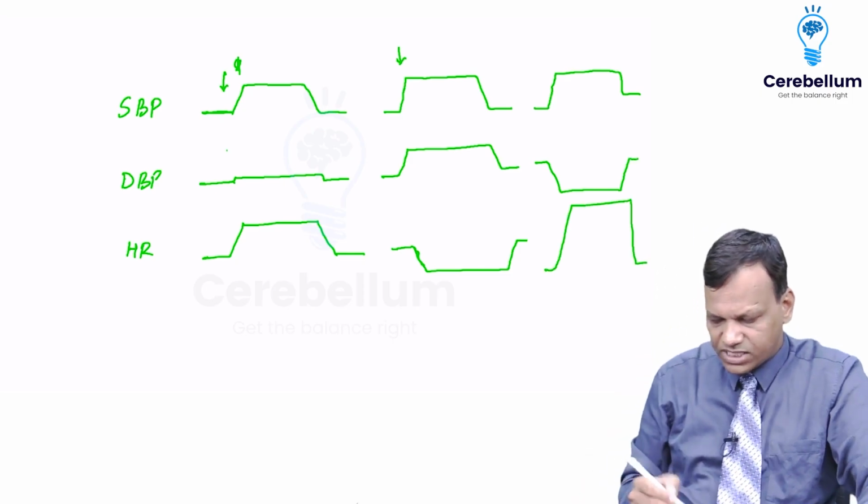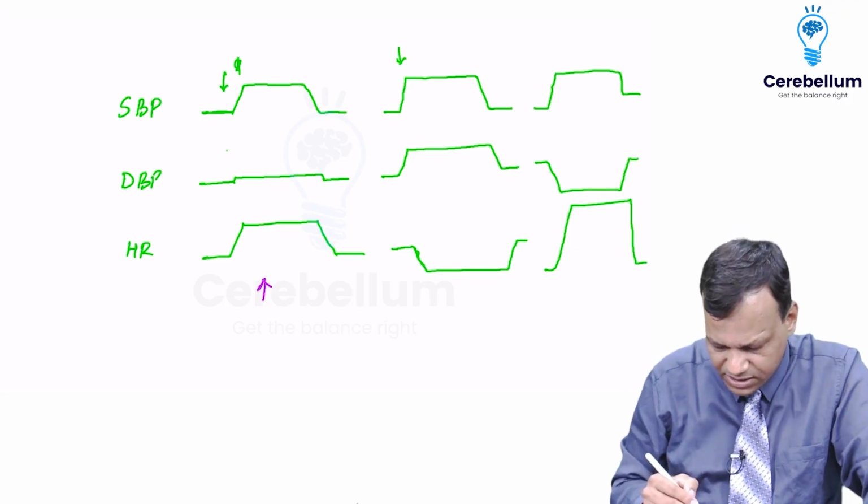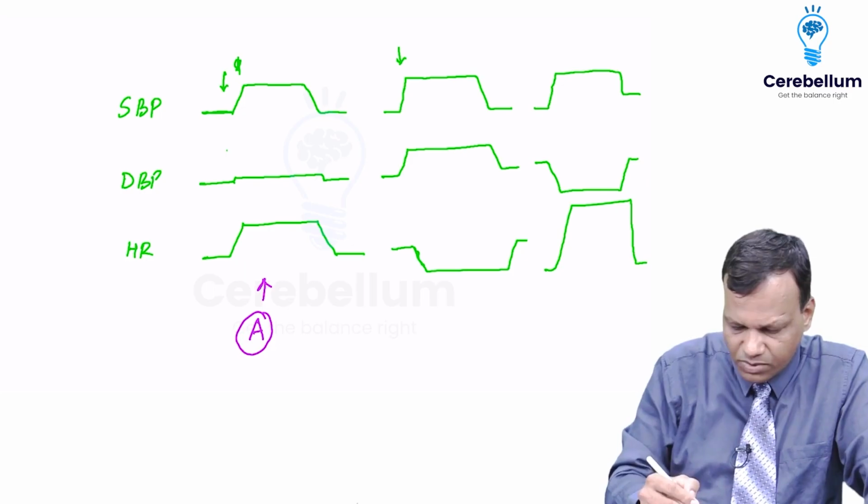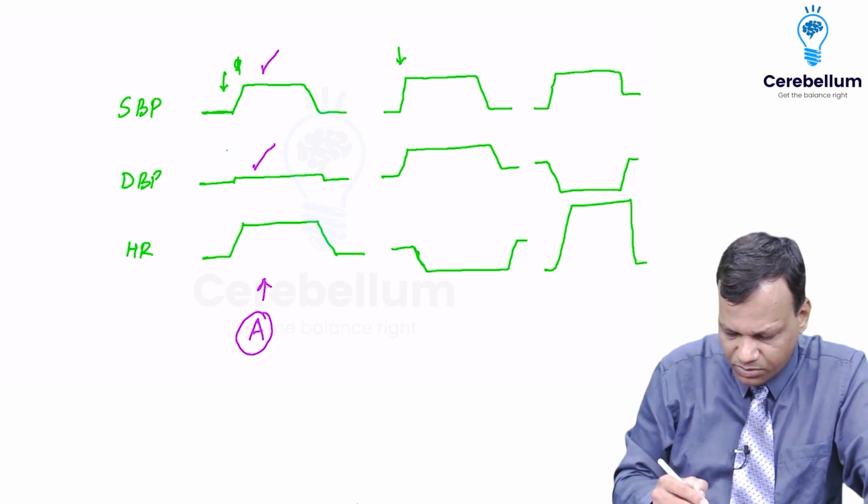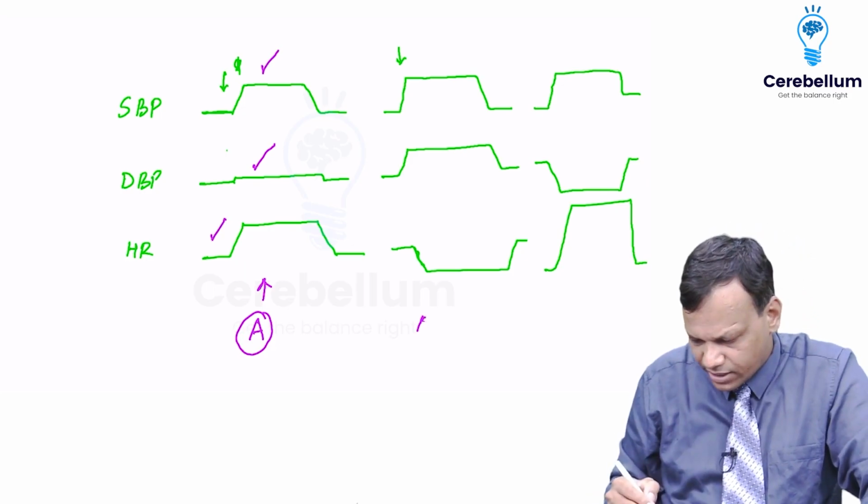Okay. So tell me which are these 3 drugs. This drug is, yes, this is adrenaline. Remember, systolic BP increases, negligible effect on diastolic BP, heart rate increases. This is noradrenaline.